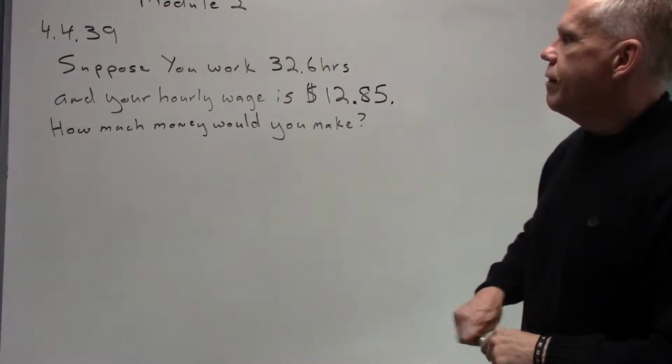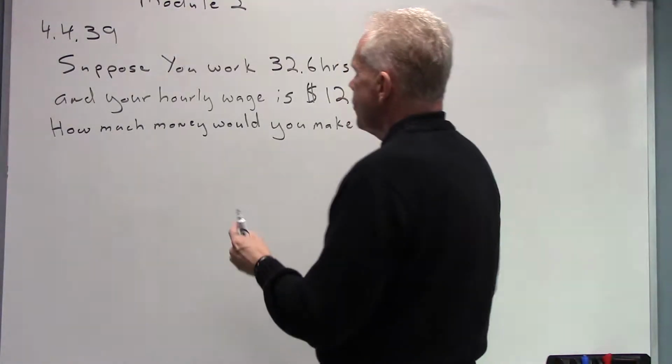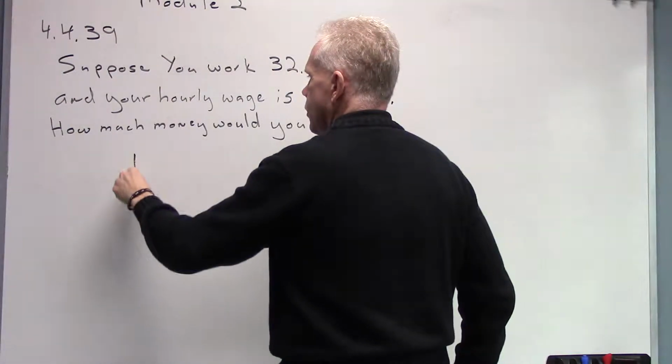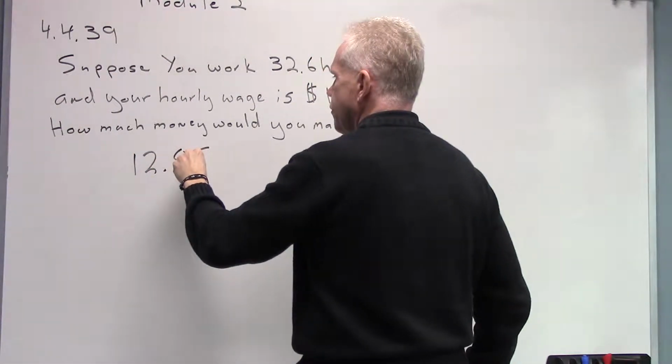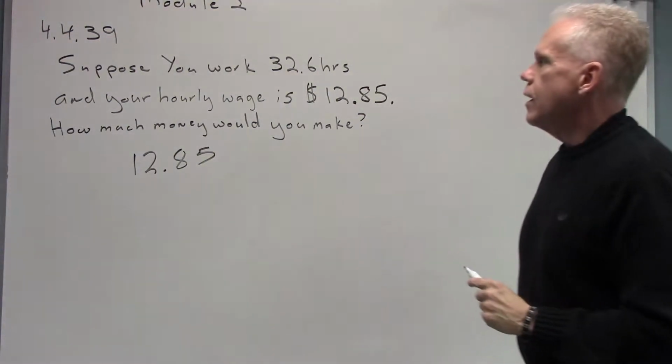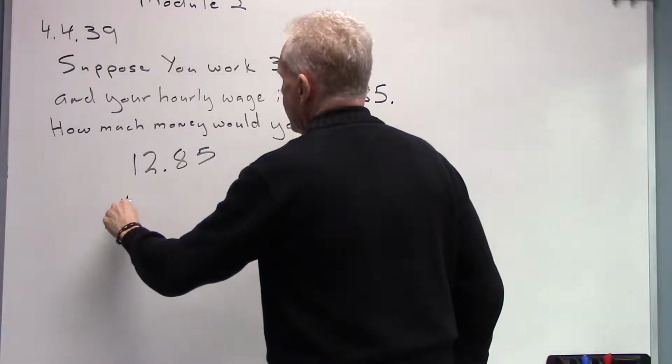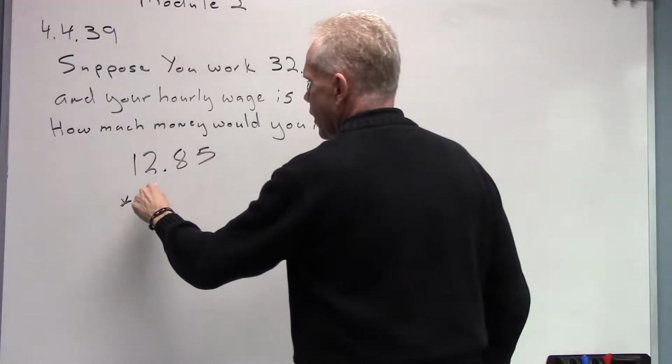All right, so let's take a look at that multiplication. And so I think what I'm going to do here is switch the order up a little bit, and I'm going to go with 12.85, and I'm going to multiply that times 32.6.